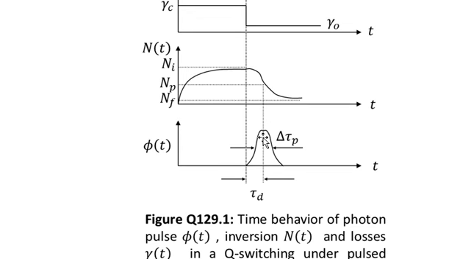And you know that at the peak value of the photon pulse, the curve becomes flat and parallel to the time axis. We can say that the derivative dφ/dt can be set equal to 0 for this pulse at its peak value, where the population inversion N as a function of time becomes equal to N_P.